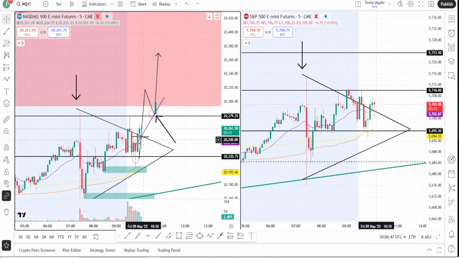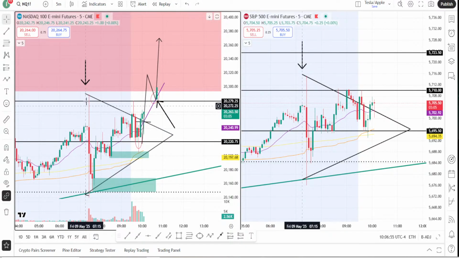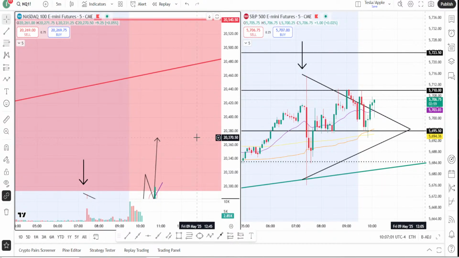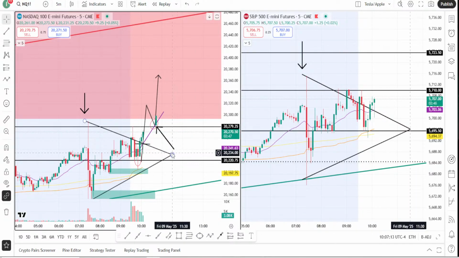Okay, so we're looking to buy this market, but we want to know for sure that there's enough buyers in the market to break out of the range and indicate to us that the market wants to go higher. So you want to wait for the clear signs to be on the chart before you take a trade.